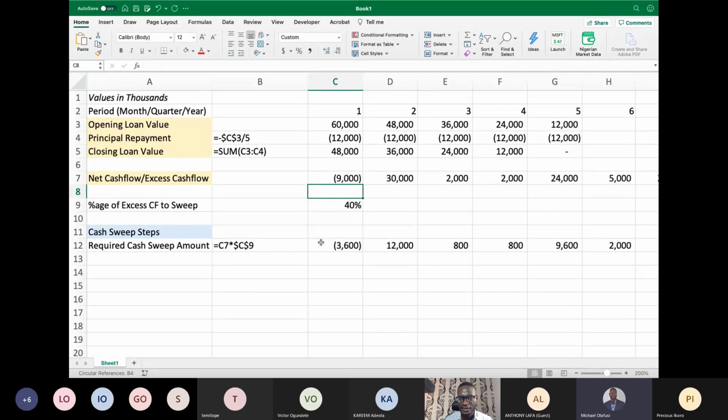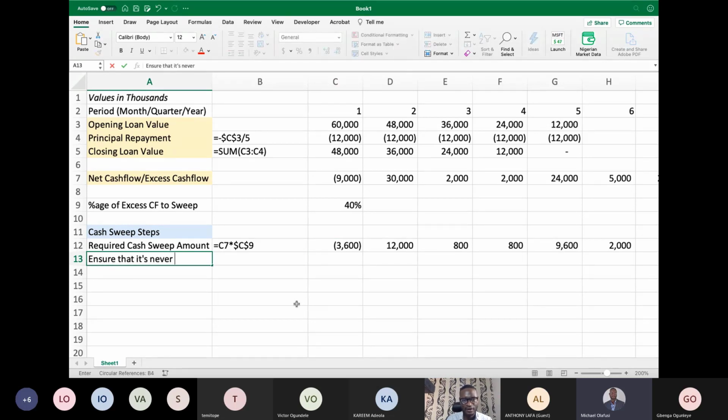Now you see that this is making it look as if we will go and take money away from our loan. Are you getting it? It's making it look like when you have a negative cash flow, which means you don't have any excess cash, this thing still wants to go and take money out of the loan, right? Maybe you want to make it look as if you are short paying your principal. So we need to fix that. It's not supposed to be. So we need to ensure that it's never negative.